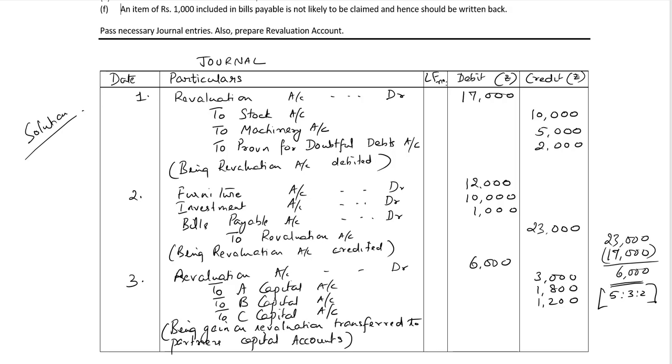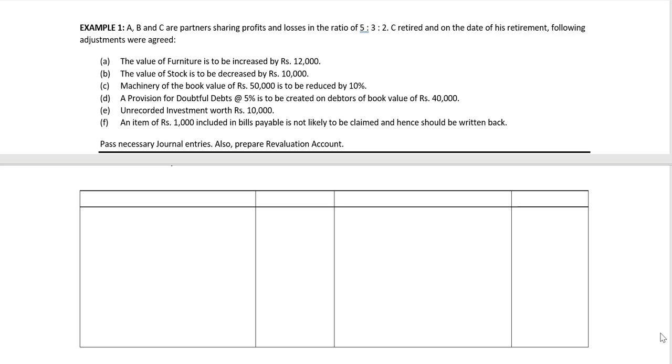Let's prepare the ledger account, revaluation account next. Revaluation account. Left side debit side, right side credit side. We have particulars, rupees, particulars, rupees. Point A, the value of furniture is to be increased by rupees 12,000. By furniture account, 12,000 rupees.